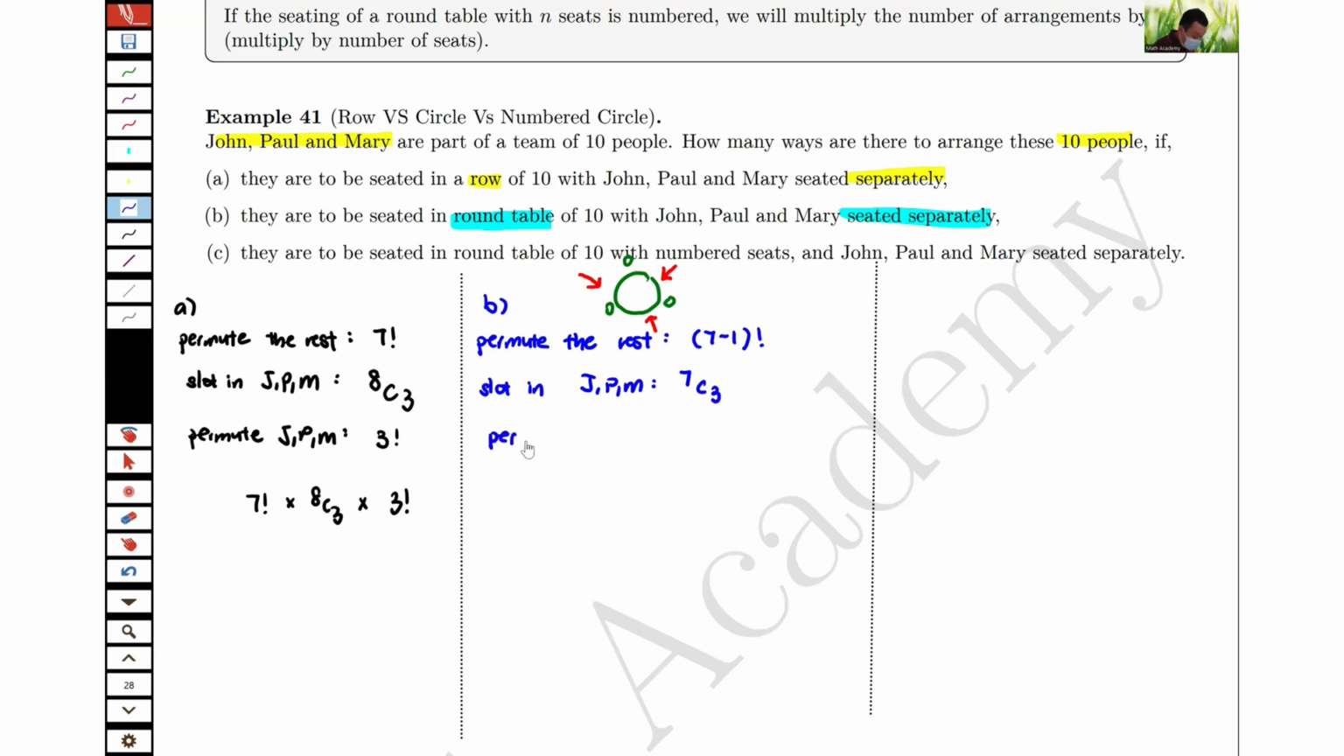And eventually, we still need to permute this John, Paul, and Mary that we have placed in. To permute this 3 will be a 3 factorial. So one of the important things that I need you to know is, you will notice that on a circle, you subtract 1, but only at the first stage when you put them on a round table. Any subsequent ones do not minus 1. Okay, so I just put in a note here, only subtract 1 once per round table or a circle.